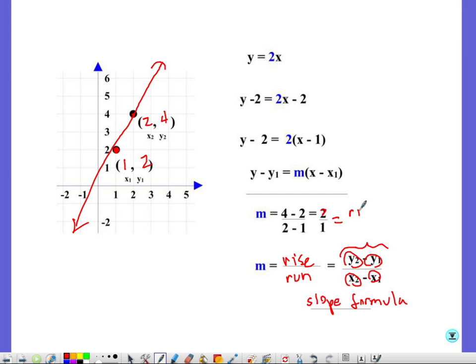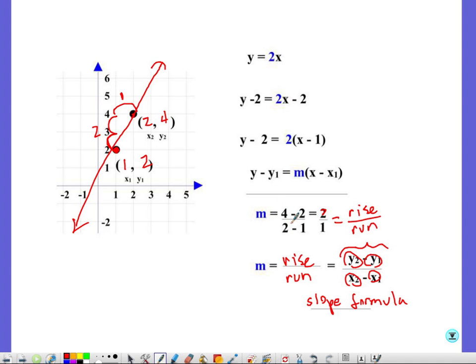So 2 is basically our rise, and 1 is our run. Now, when we go ahead and go from one point to the other, notice that we rise 2 and we run 1 in order to get to the next point. So this is the significance of rise over run.